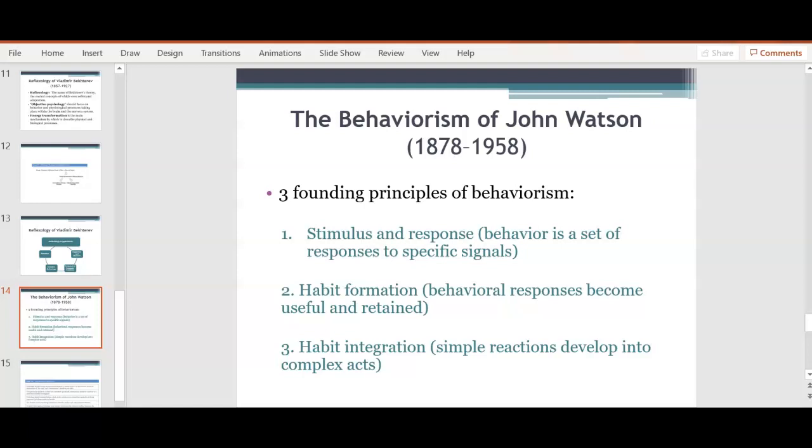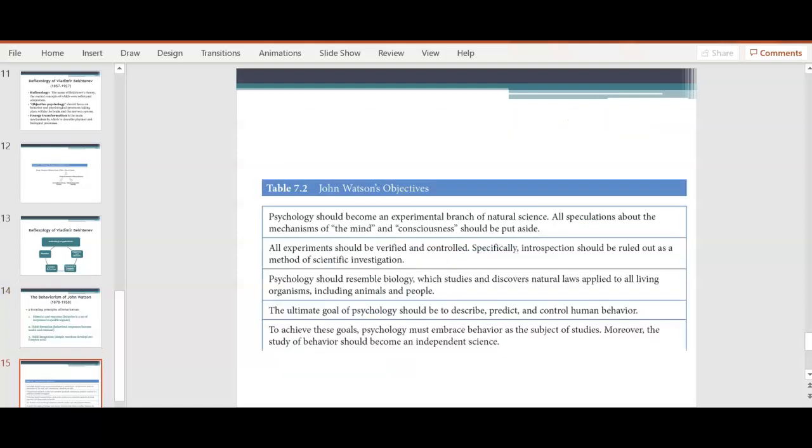So he operated off of three founding principles of behaviorism. Number one, stimuli and response. So that means behavior is a set of responses to specific signals. Number two, habit formation. So the specific behavior response becomes useful and retained. And then habit integration. So that's simple reactions develop into complex acts. So these are the three principles surrounding behaviorism that Watson developed.